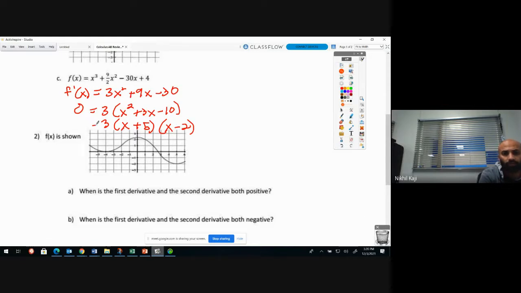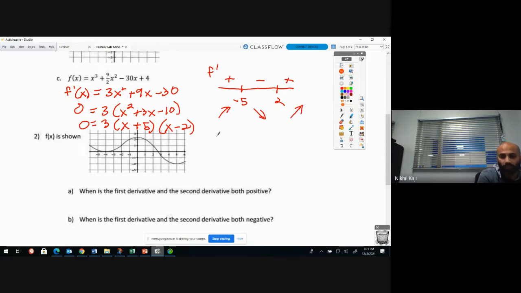All right. So then I can create my number line for f prime. That would be at -5 and at 2. Plug them in. So say -6, that's negative times a negative, and that 3 is positive. So negative times a negative is positive. Plug in 0, positive, negative. Plug in 3, positive, positive. So that makes my graph going up, going down, going up.